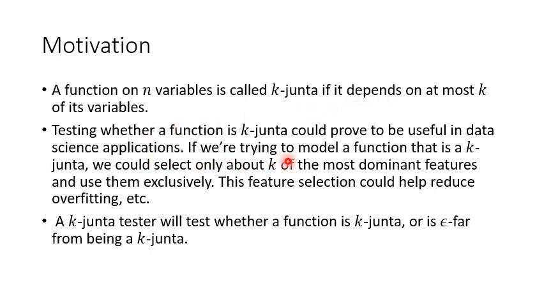Then, we could select only about k of the most dominant features and use them exclusively. This way, we can select only a small number of features and still model the function in a pretty good way. This feature selection process could help reduce overfitting and other problems we might encounter when trying to model complex functions. Our main tool will be a k-junta tester. It will test whether a function is a k-junta or if it is epsilon far from being a k-junta for some approximation parameter epsilon. If the function is a k-junta, then feature selection for k features will work pretty well. If it is epsilon far from being a k-junta, the feature selection probably will not get us good results.